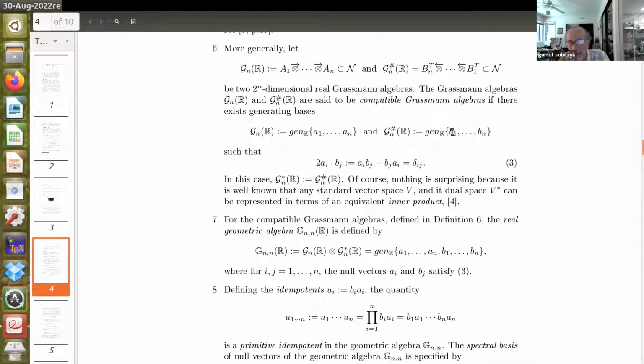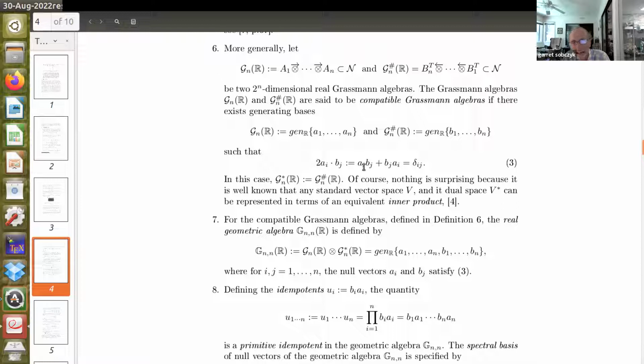So that's generated by the B. So the vectors in the Grossman algebra Gn sharp are B1 to Bn. And then you take the product of these things and you generate the second Grossman algebra. Now we say these two Grossman algebras are compatible or dual if this condition is satisfied.